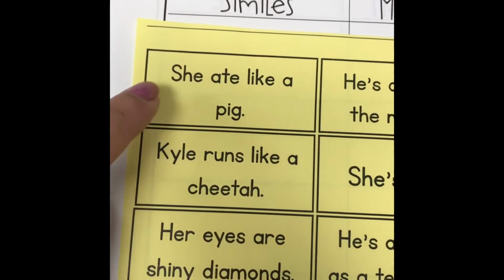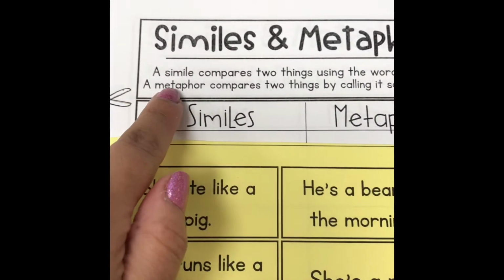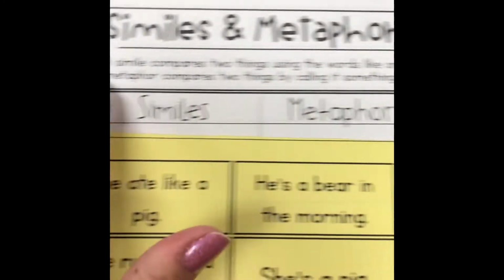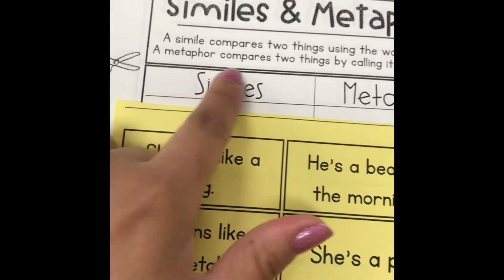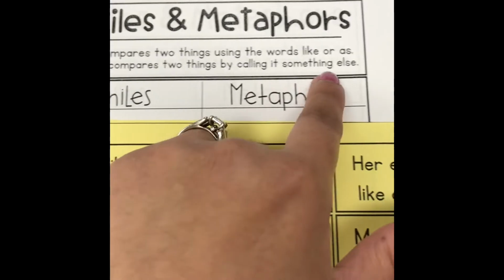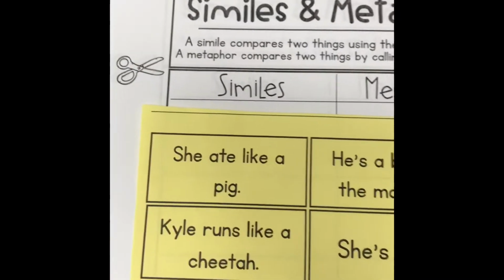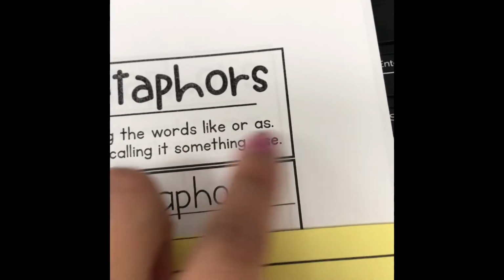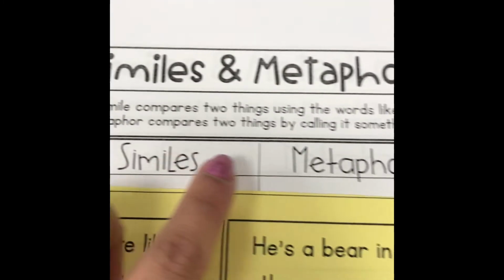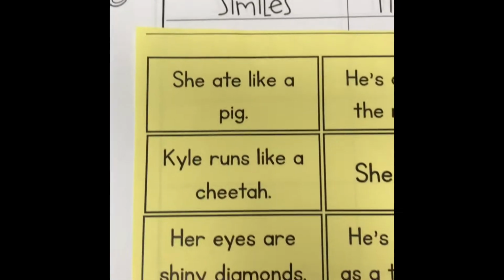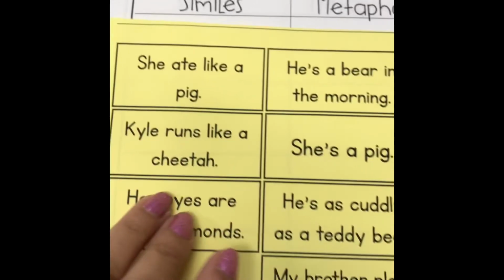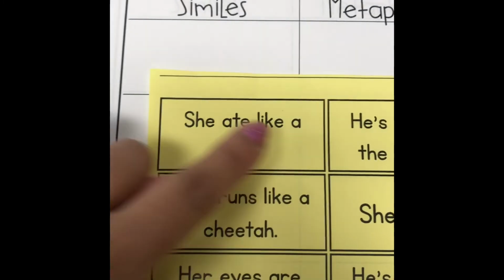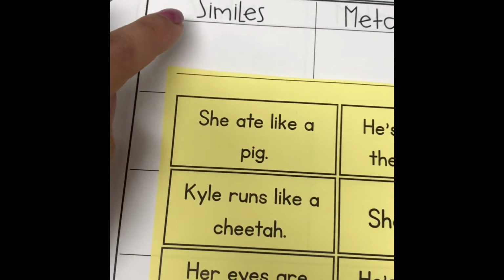She ate like a pig. So remember, a simile compares 2 things using the words like or as, clue words. A metaphor compares 2 things by calling it something else. So that is my big clue to decipher: a simile has the words like or as in them, and a metaphor does not. So you're gonna have to cut this out. She ate like a pig. Does it have the word like or as in it? Yes, like. So then it would be a simile.